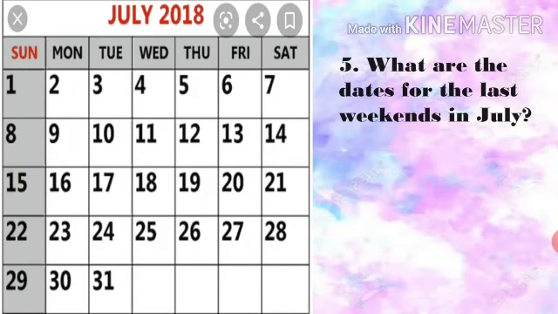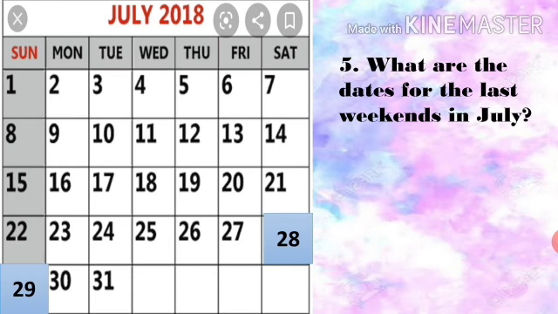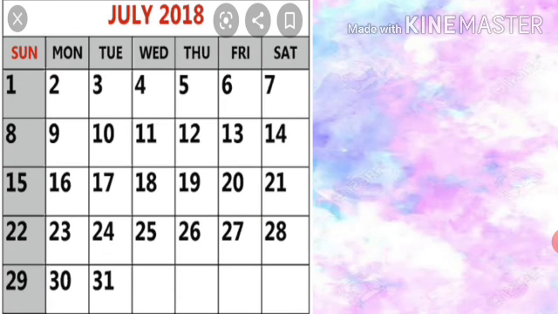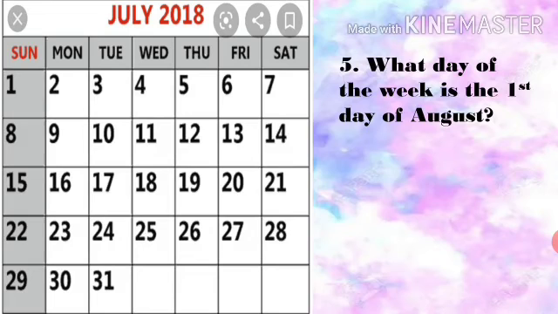What are the dates for the last weekend in July? Weekends. First, you should know what is a weekend. Saturday and Sunday are called weekends, children. So here, 7th and 8th are weekends. 14th and 15th are weekends. 21 and 22 are weekends. 28 and 29 are weekends. They are asking for the last weekend. So it is 28th and 29th. So 28th and 29th of July are the last weekend in July.